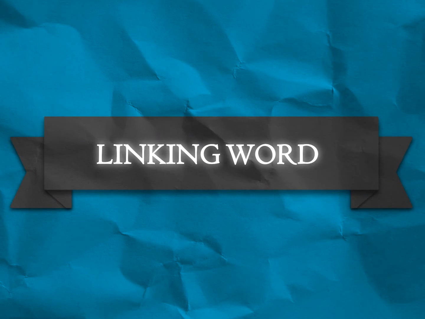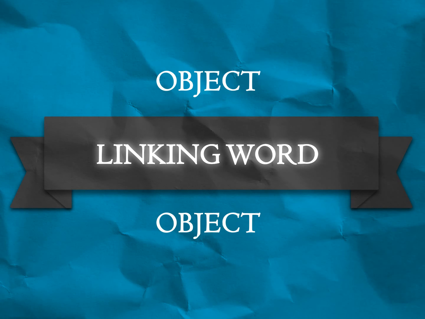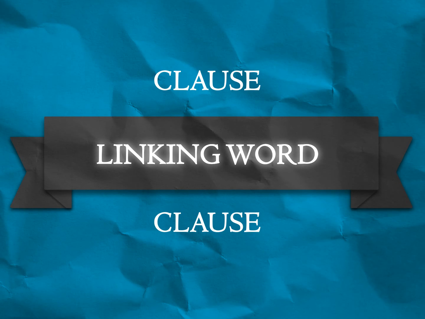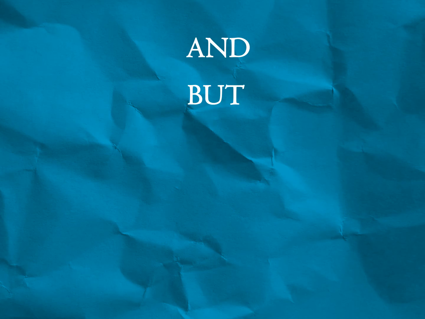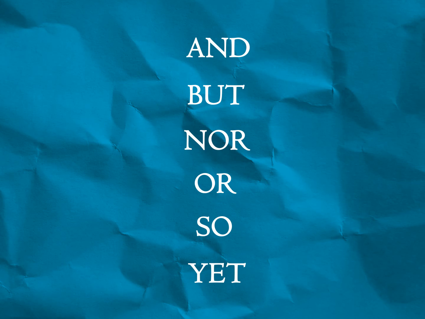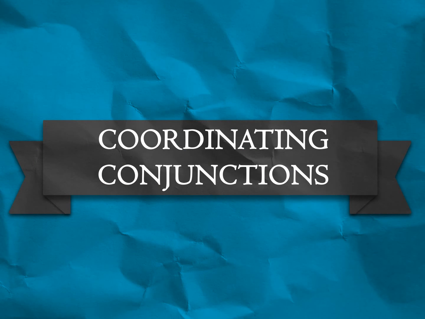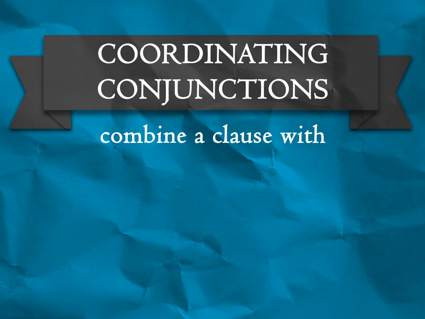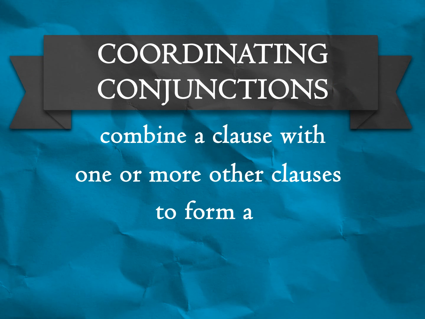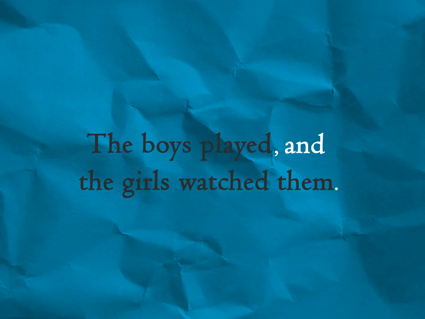Now, we will see how to combine two clauses to make a compound sentence. As mentioned before, we need a linking word to combine two things together, whether it be subjects, verbs, objects, or in this case, clauses. The words and, but, nor, or, so, and yet are linking words that are known as coordinating conjunctions. Coordinating conjunctions are used to combine a clause with one or more other clauses to form a compound sentence like this. The boys played and the girls watched them.